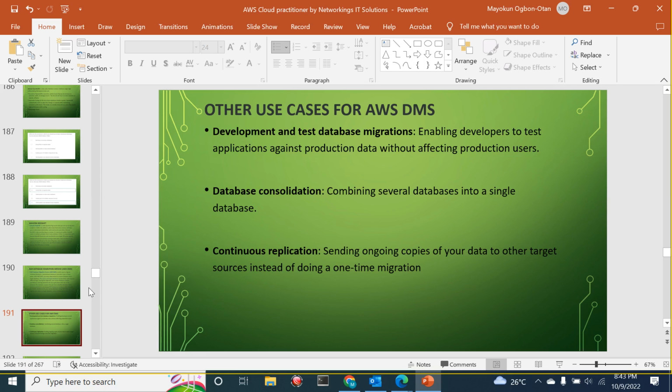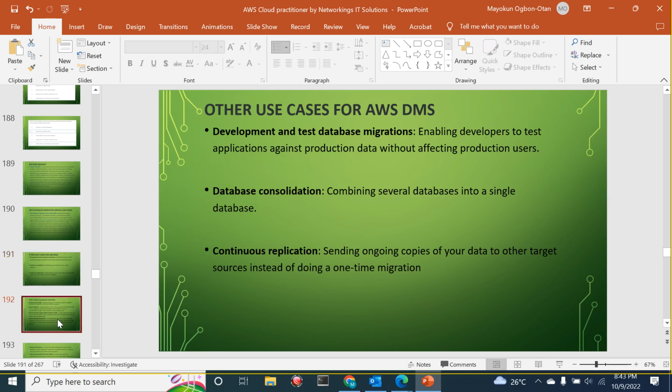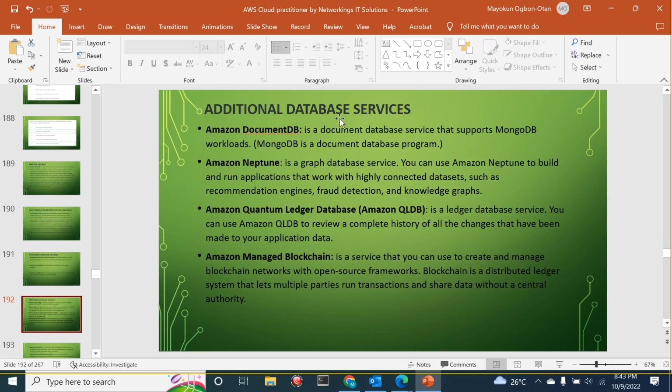The two of them are going to be running until you decide, oh, now my target database is up and running, I can shut down the source database. All right, so you can use it for database consolidation, and then for continuous replication, that is, sending ongoing copies of your data to other target sources instead of doing a one-time migration. Okay, so other database services that Amazon provides.